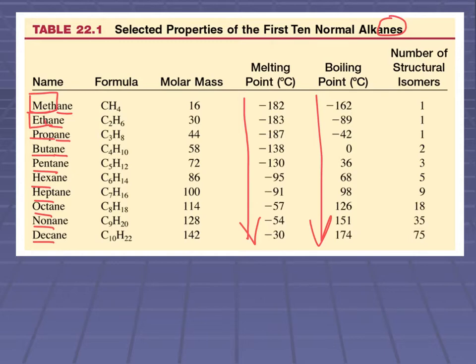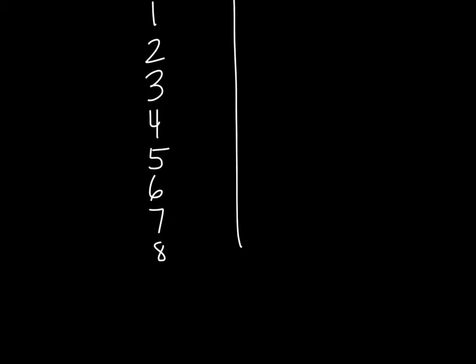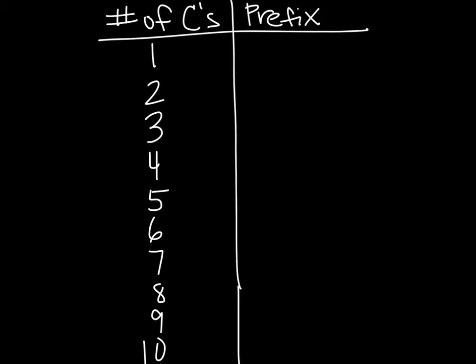All right, so now let's write down all of those prefixes that you need to have memorized. Okay, so let's do a chart. Number of carbons, and then prefix. Let's just number 1 through 10. 9, 10. Okay, so now let's write down what the prefix is.